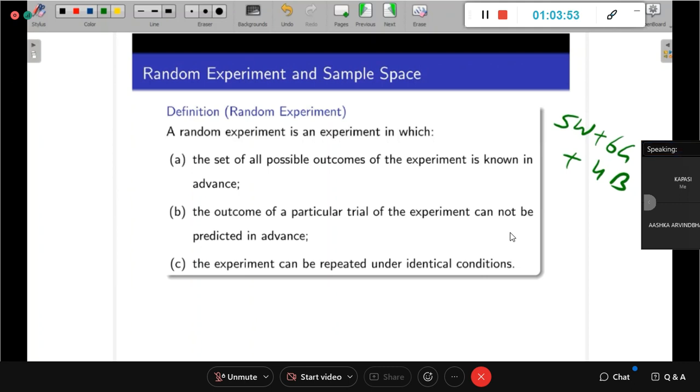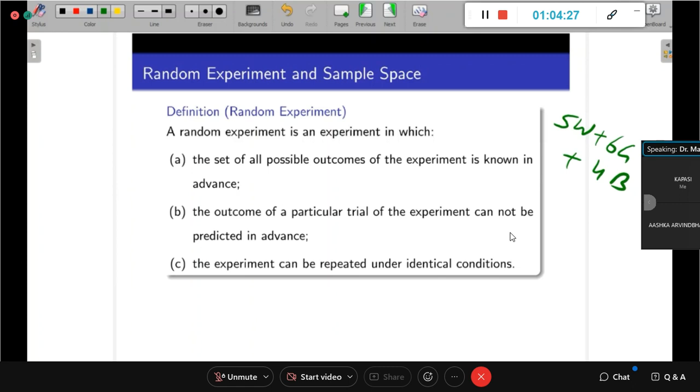Now when you draw a ball from your bag, you are conducting an experiment. A particular trial means you are picking up 2 balls, or 1 ball, or 3 balls at a time. That's a fixed trial, but the outcome cannot be predicted in advance.